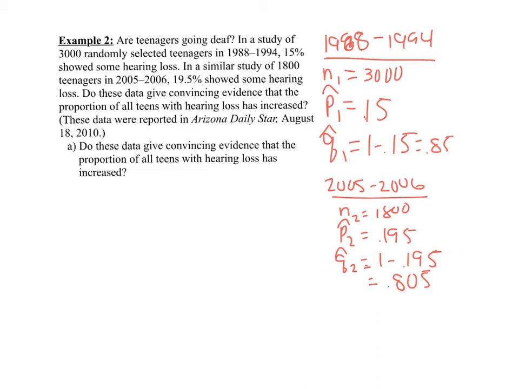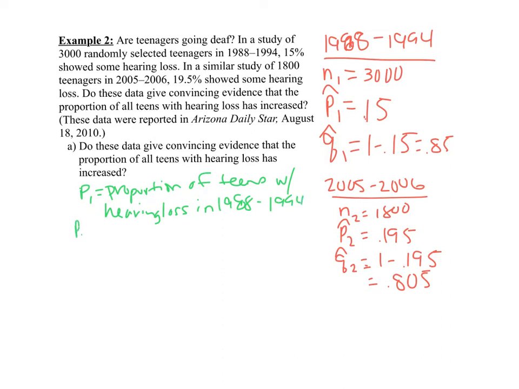Okay, so we're going to start by writing our hypotheses, but before I write my hypotheses, I'm going to define parameters. So P1, notice how there's no hat, P1 is the proportion of teenagers with hearing loss in 1988 to 1994. And then P2 is going to be the same thing, but from the other sample, from the other years.